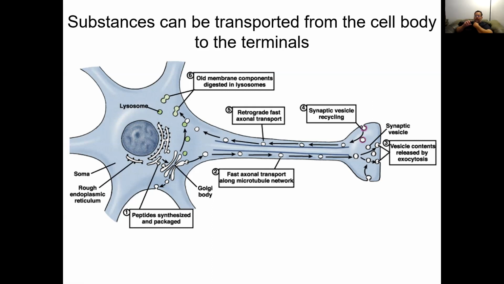And so how do we get those neurotransmitters or substances down this long axon? Because remember, an axon is really long. It can travel from your spinal cord down to your ankle, for instance, or further. So how do we get these substances to go down this axon?